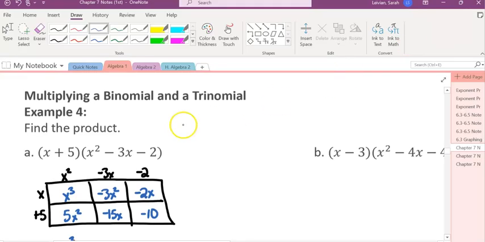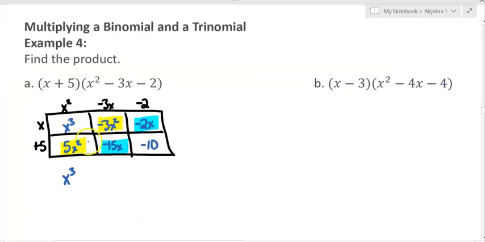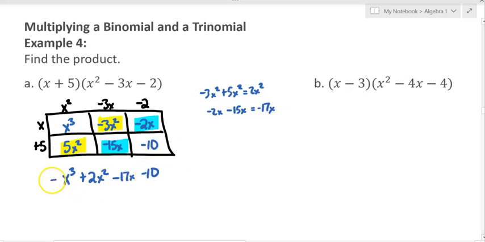Now, these two, let me grab a highlighter right here. These two are both x squared, so they can be combined. And these two are both x's, so they can be combined. So I have the negative 3x squared plus the 5x squared makes 2x squared. So how I got that was I did negative 3x squared plus 5x squared. That's where the 2x squared came from. Now do the blue highlighting. Negative 2x minus 15x, or plus negative 15x. Either way, it's negative 17x and then minus 10.